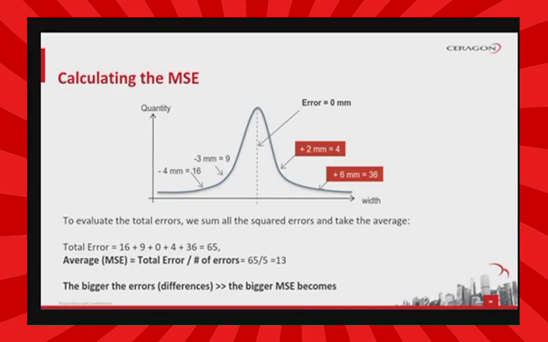To evaluate the total errors, we sum all the squared errors and take the average. Total error equals 16 plus 9 plus 0 plus 4 plus 36 equals 65. So the average, MSE, equals total error divided by the number of errors: 65 divided by 5 equals 13. The bigger the errors, or differences, are, the bigger MSE becomes.